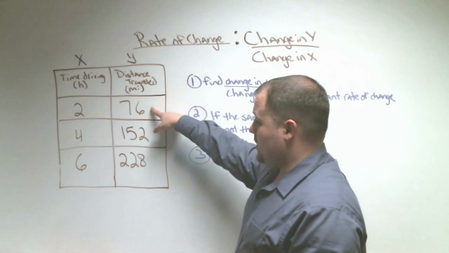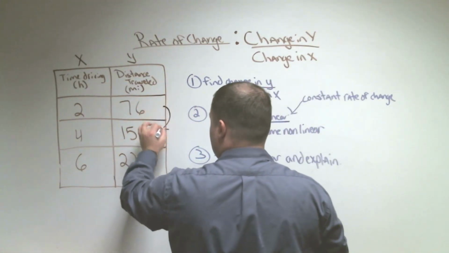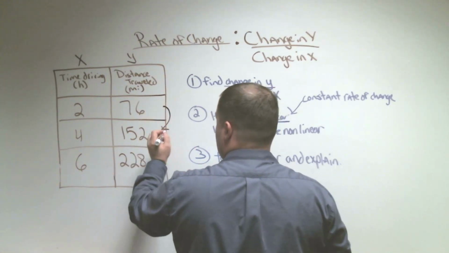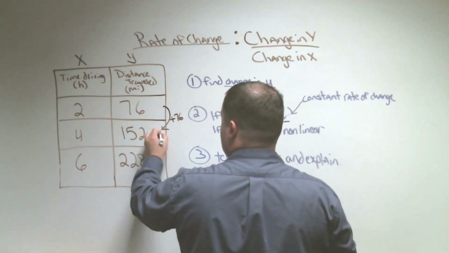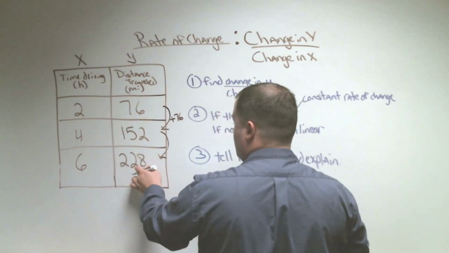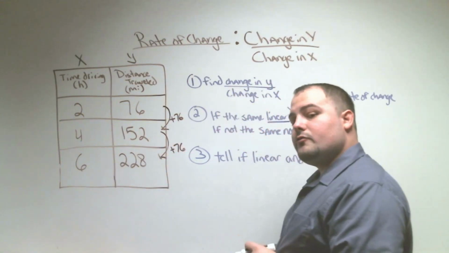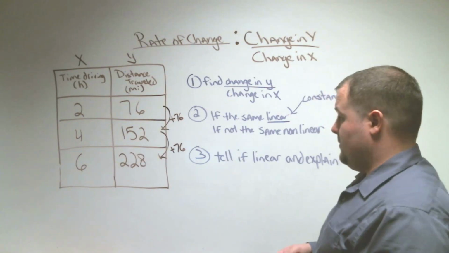So I'm going to look at the y side first, and I'm going to say, how do I go from 76 to 152? Well, to go from 76 to 152, I'm going to add 76. To go from 152 to 228, I'm going to add 76 again. So right now, my change in y is 76, and it's 76 both times.